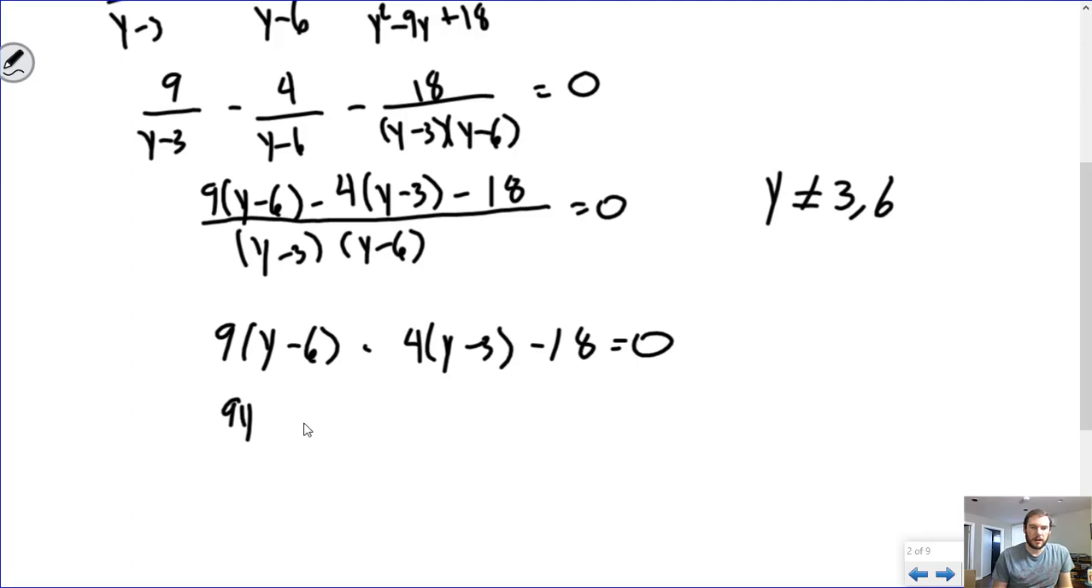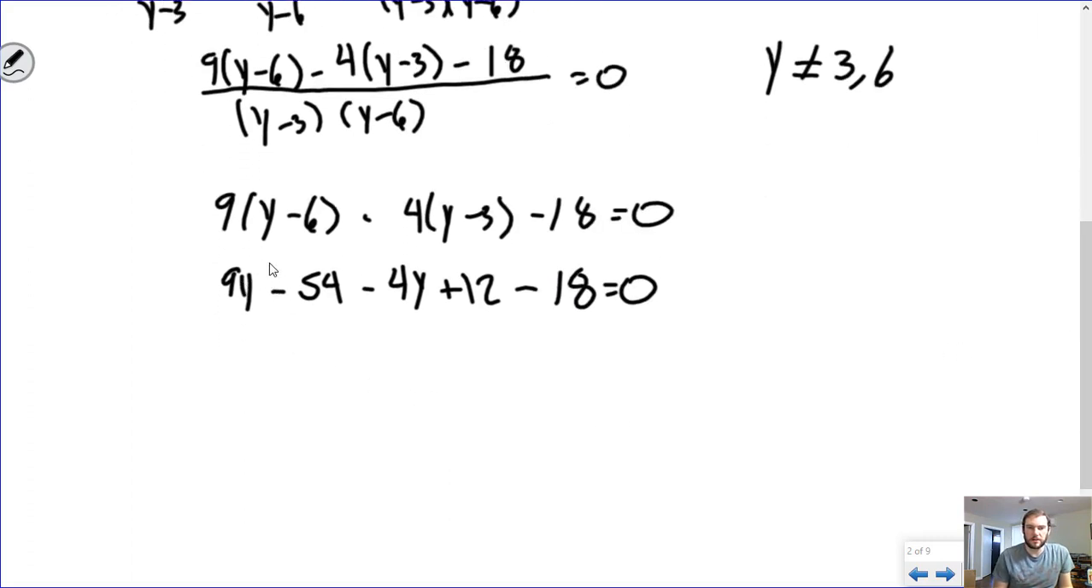So here we get 9y minus 54 minus 4y plus 12, right? This is a negative 4 and a negative 3, so when you multiply them, you get positive 12. And then minus 18 is equal to 0. Combine all your y's, combine all your numbers, so we have a positive 9y and a negative 4y leaves us with positive 5y. Negative 54, positive 12 is negative 42, and negative 42 minus 18 is negative 60.